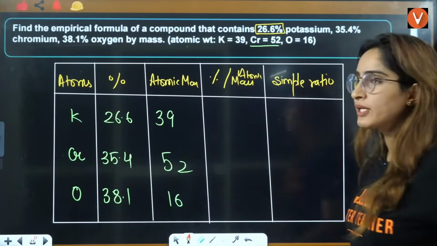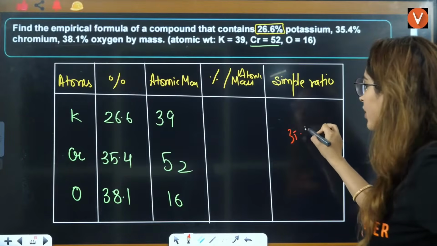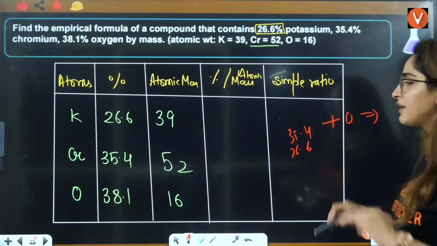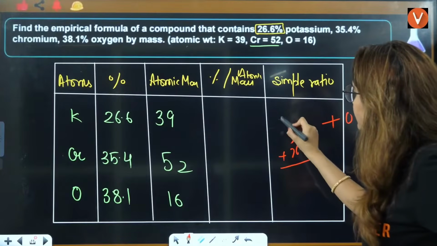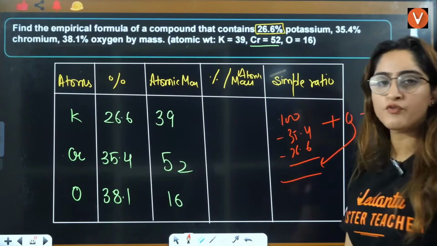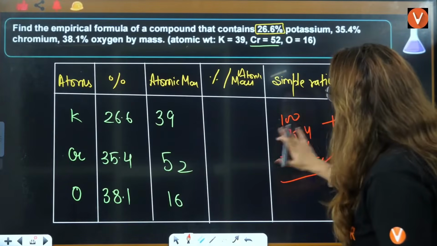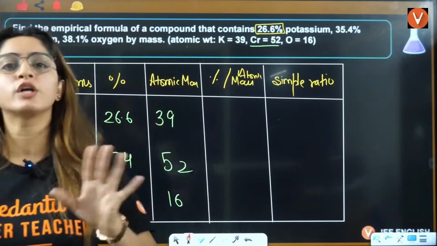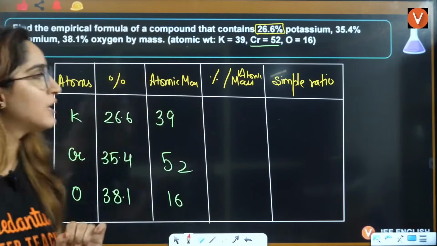Students, sometimes in the exam, they will give you chromium is 35.4, potassium is 26.6. It also has oxygen, but they will not give you the percentage of oxygen. Then what you will do? Add these two things, subtract it from 100, you will get the percentage of oxygen, because the addition of all these percentages has to be 100. Okay, so if they have mentioned that atom but they have not given the percentage, you can answer it by taking total percentage as 100, right?